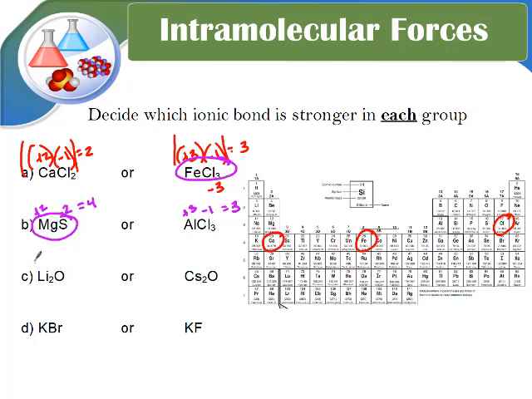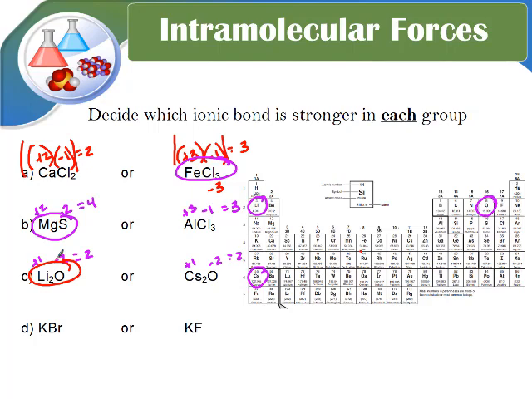Looking at C, we have a +1 -2 and a +1 -2. Notice that our charges are the same. Since our charges are the same, we're going to look at the size of the atoms. We have cesium and lithium, and oxygen over here. We wanted smaller size. Well, they both have oxygen, but lithium is much smaller than cesium. So lithium oxide, we would expect to have a stronger ionic bond than cesium oxide.